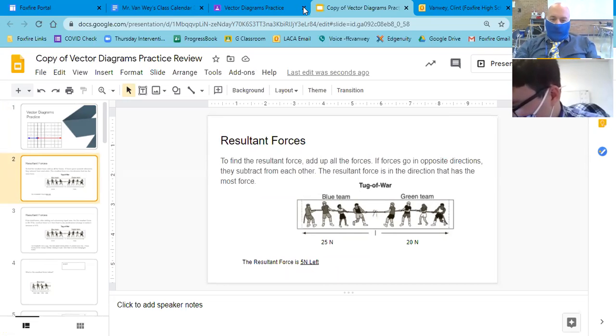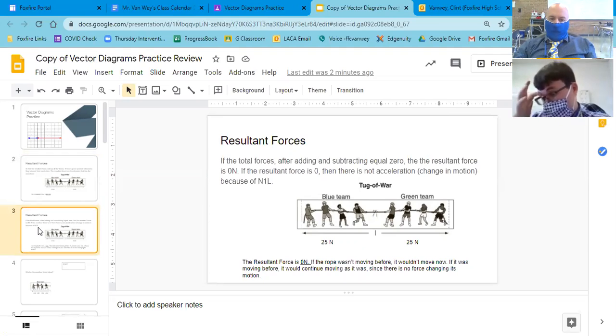So here we can see we've got a 25 Newton force to the left. We have a 20 Newton force to the right. This means that we're going to have a resultant force of 5, and it's going to go to the winning side. So that's the easiest way to do it. You just subtract the small number from the big number, and then whatever's left over, that's the amount of the resultant. And whichever side was bigger, that's the direction of the resultant. Okay.